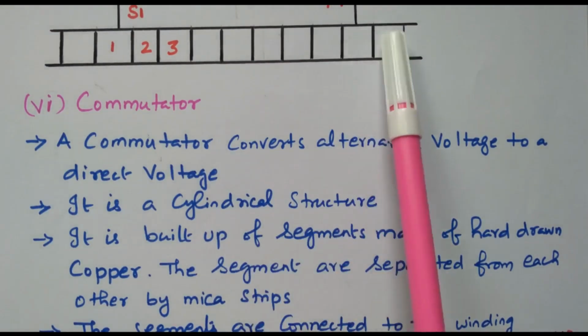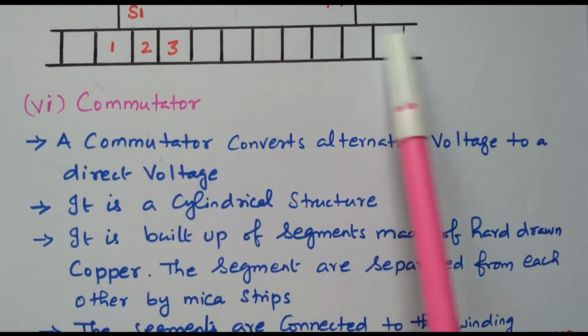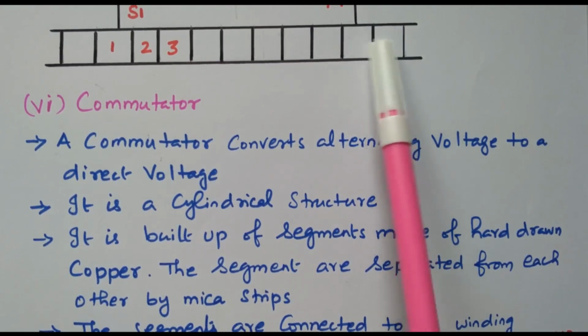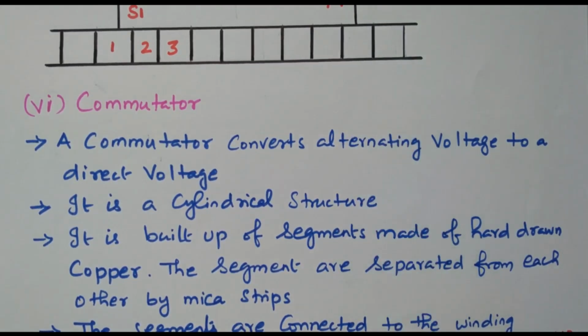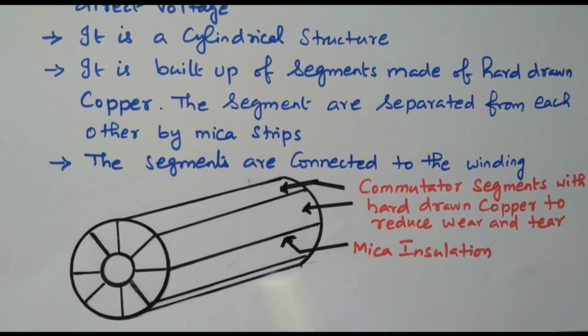So there is no connection between these two segments. Right. Segments are made up of copper separated by the mica strip. So it is used to convert alternating to direct current, and one more diagram is available. So I already told you it's a cylindrical form. Right. So this is nothing but a commutator segment with hard drawn copper to reduce wear and tear.